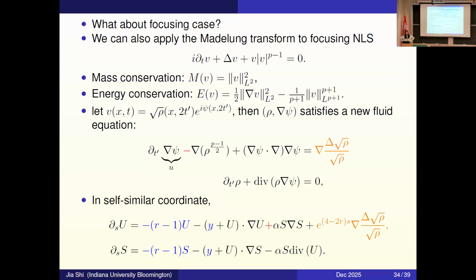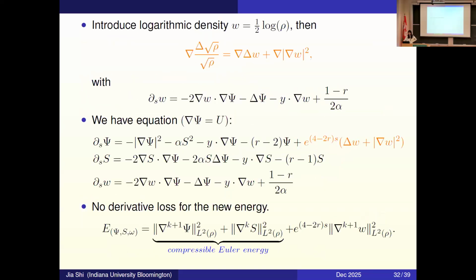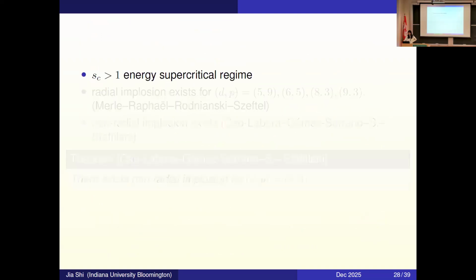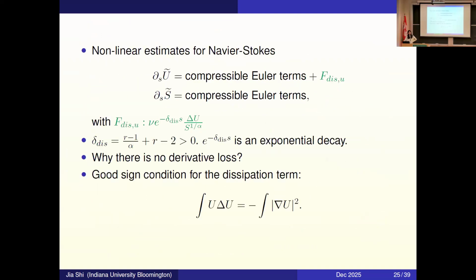One more question, back to the self-similar Euler profile. Is it believed that there are radially symmetric unstable modes? Yes, it's believed. I think several people are working on that. There's still no rigorous proof yet.